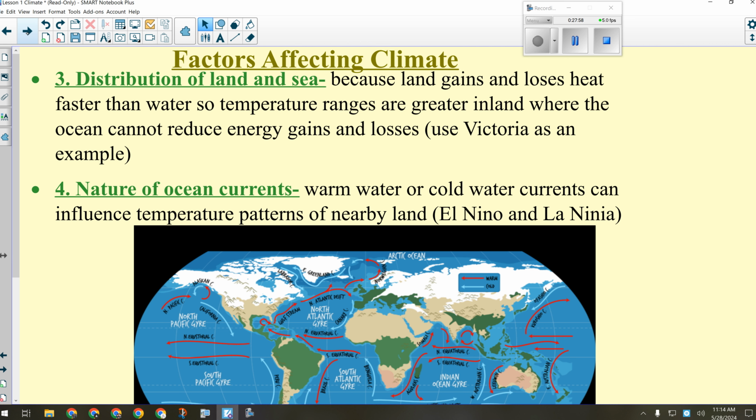We'll talk about that next, that would be the nature of ocean currents. Now, being next to the ocean can mean that you also get a lot of rain. It doesn't always, but it can. After all, the ocean is full of water, in case you didn't know that. Thanks, Captain Obvious. But it is a source of a lot of humidity and moisture.